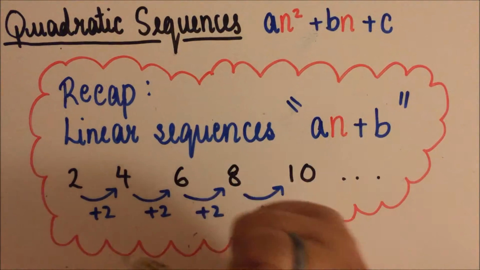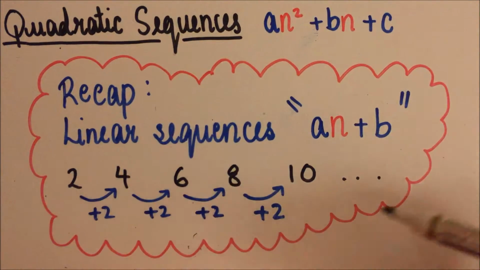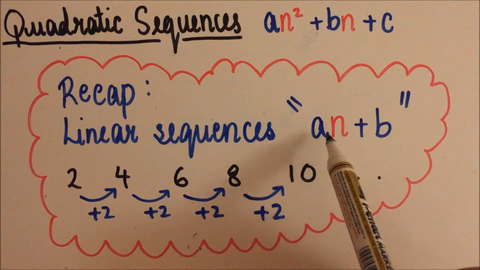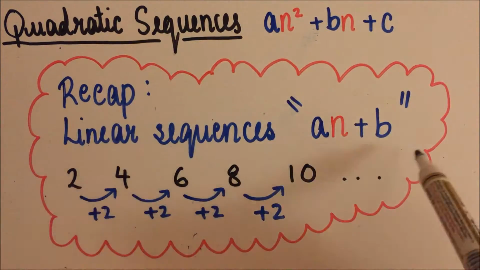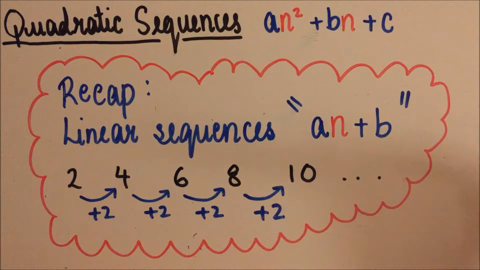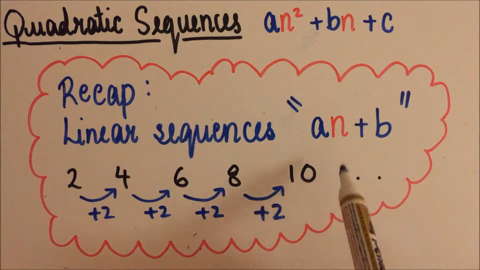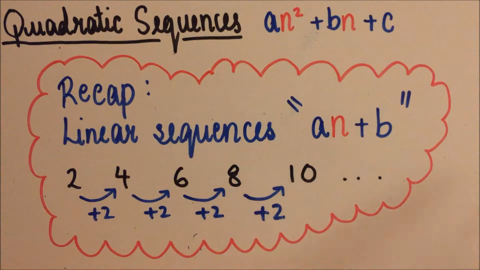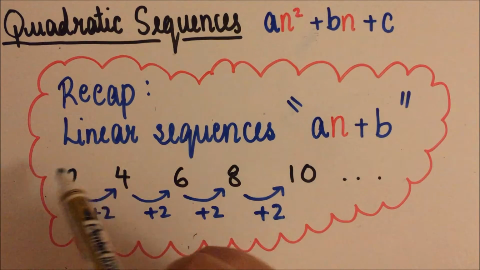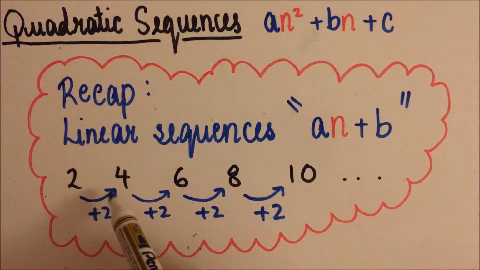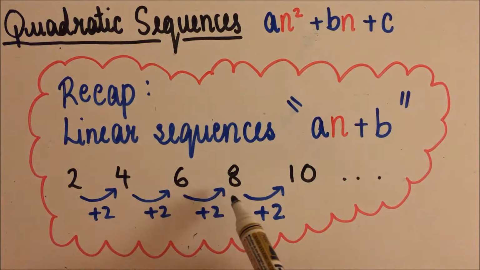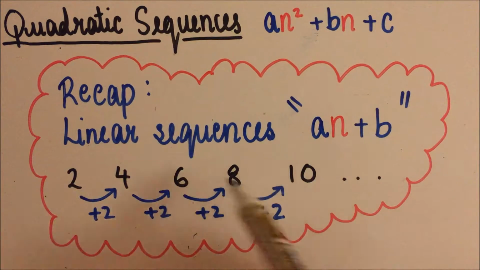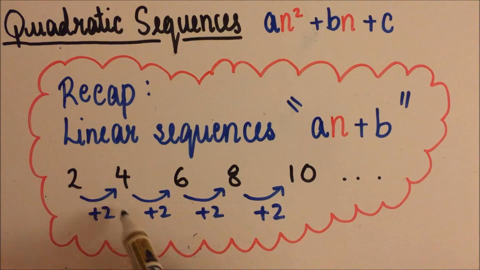I'll still do a small recap on linear sequences. Anything that's in the form of an plus b is linear. What it actually means is, if you have a sequence 2, 4, 6, 8, 10 and so on, obviously it will carry on forever. But in linear, you can see the difference every single time is +2. The difference is constant in linear sequences. So every single time you're adding 2.